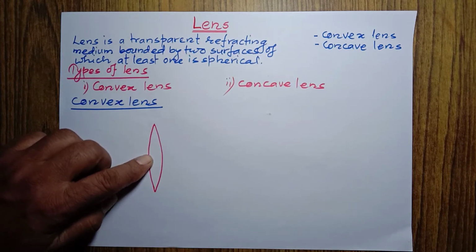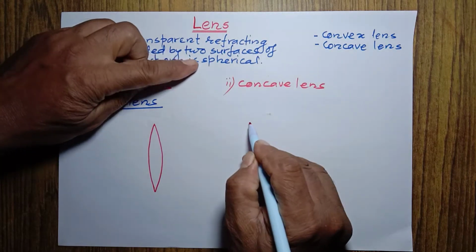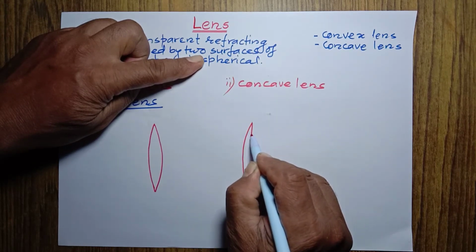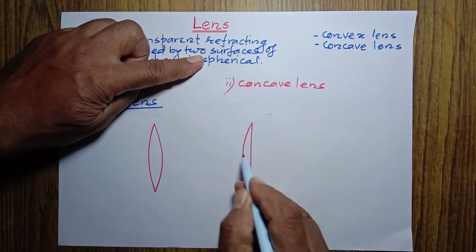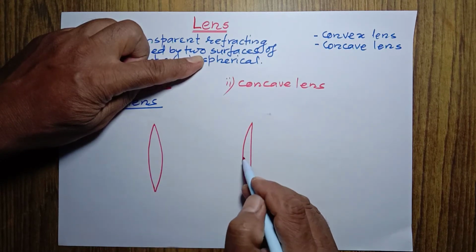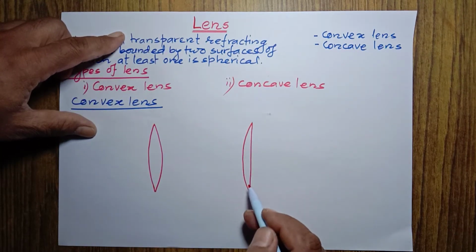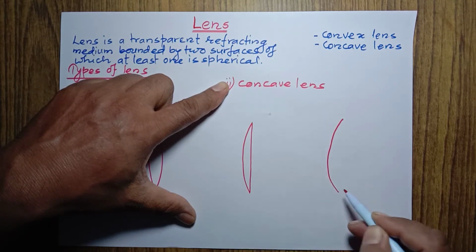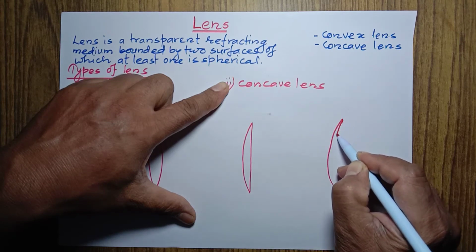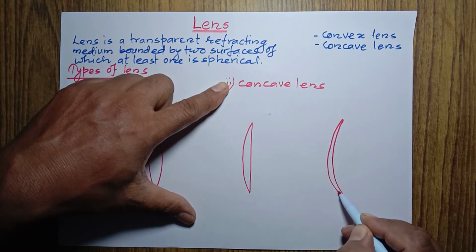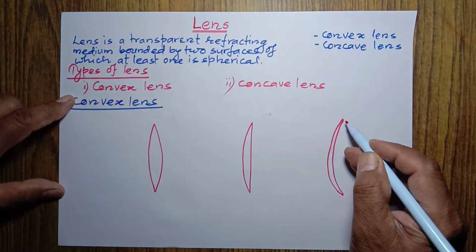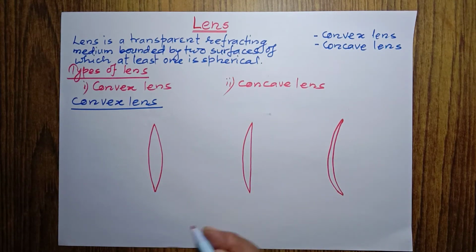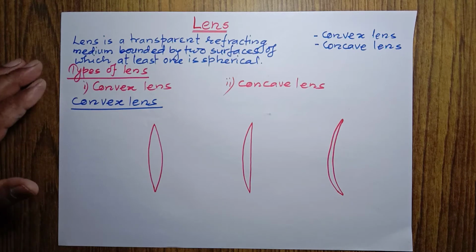And maybe a lens may be of this type also. Convex lens may be of this type also. Look at this. One side is spherical, another side is plane. This is also convex lens because it is thick in the middle and thin at the edge. Or maybe a convex lens is of this type. Look at this. It is thinner at the edge and thicker in the middle. And all these are convex lenses because they are thicker in the middle and thinner at the edge.